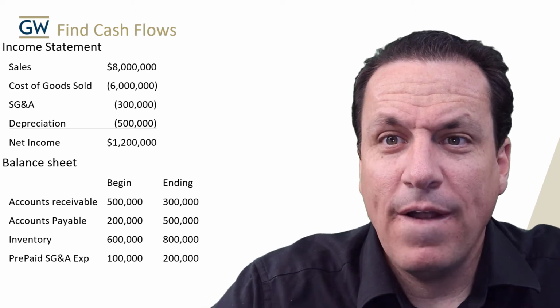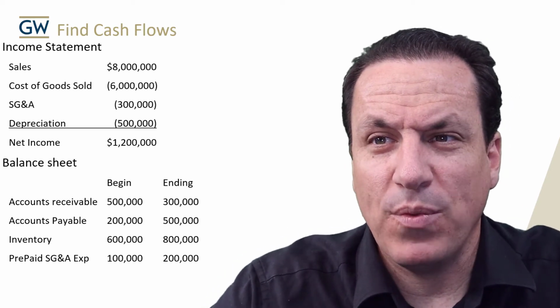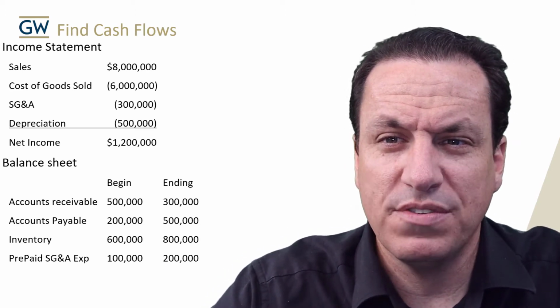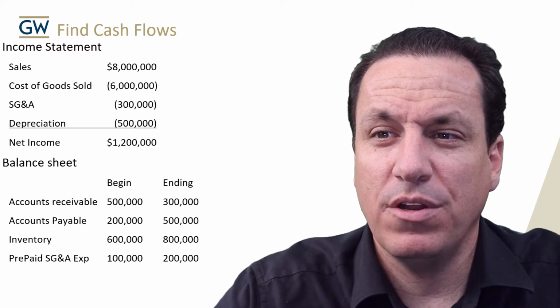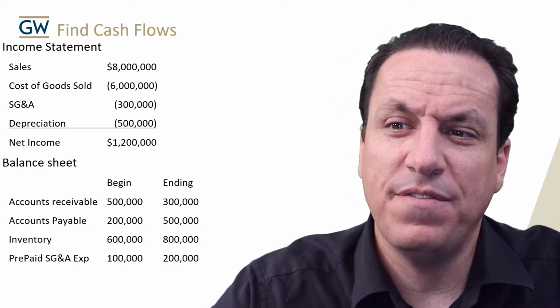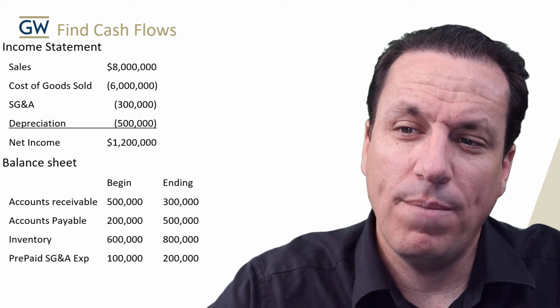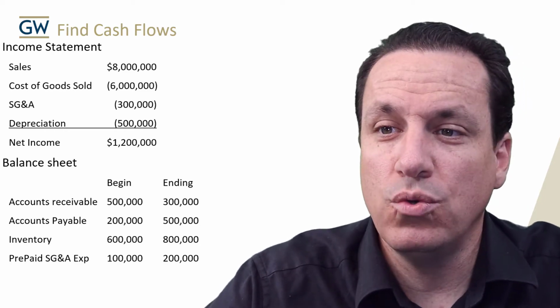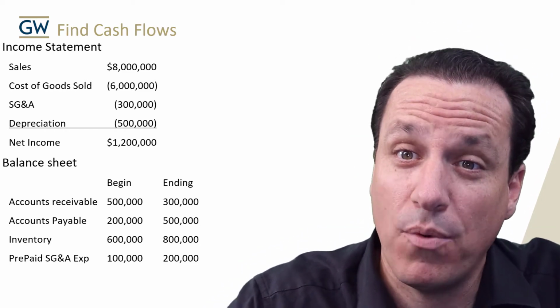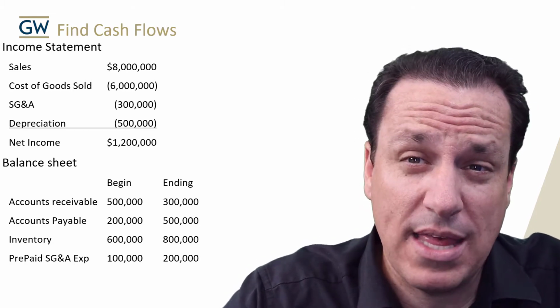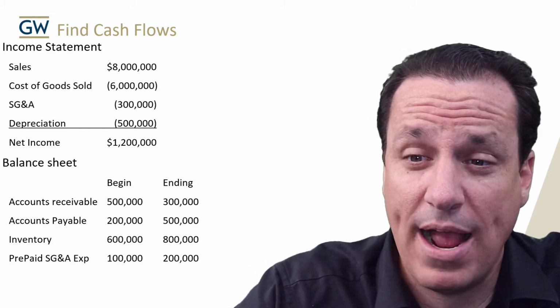So we have here an income statement and a balance sheet. And we have sales of 8 million, cost of goods sold of 6 million, SG&A of 300,000, depreciation of 500,000, and net income of 1.2 million. We've been asked to create a cash flow statement of operating cash flow. So we're going to create that part of the statement right here as an example.